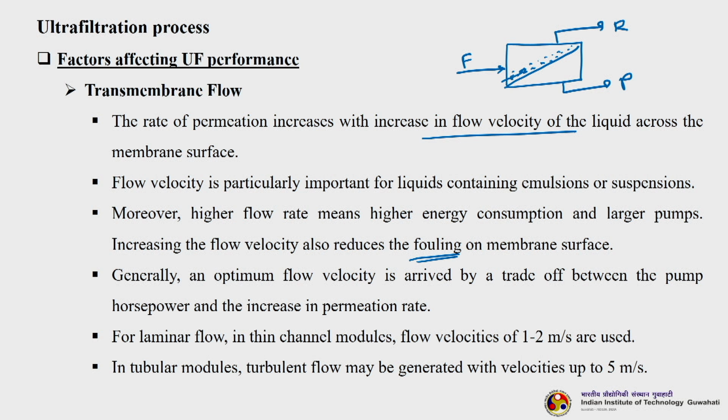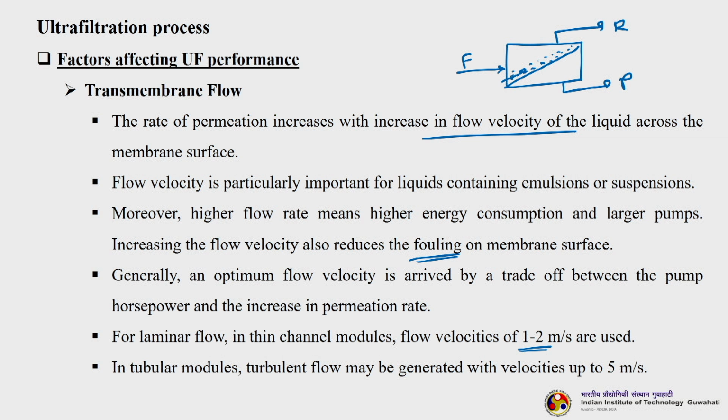Generally an optimum flow velocity is arrived at by a trade off between the pump horsepower and the increase in the permeation rate. You simply cannot go on increasing the cross flow velocity as per our wish. There should be a trade off: what is the pump horsepower that is pumping the feed, what is the permeation rate that we are getting, and what type of membrane we are using. For laminar flow in thin channel modules, flow velocities of almost 1 to 2 meters per second are used, and in tubular modules, where turbulent flow regimes come into picture, we can go up to 5 meters per second.